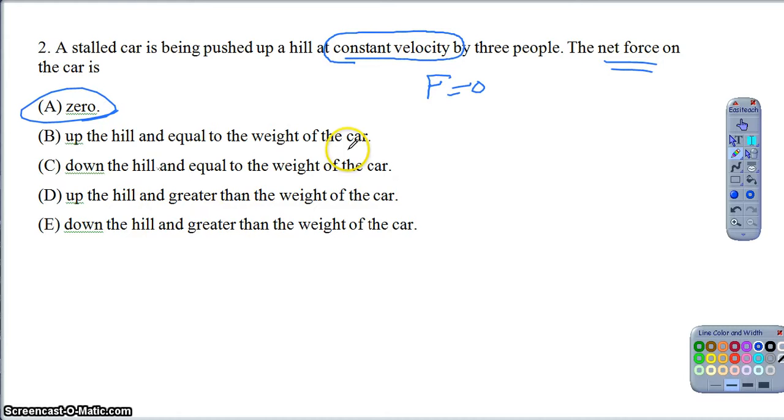Now if they ask me for what the force of the people pushing up the hill was or something like that, this question would take on a slightly different spin, but our only option for this one that makes any sense is option A, the net force is 0.